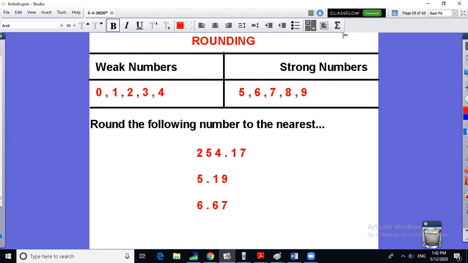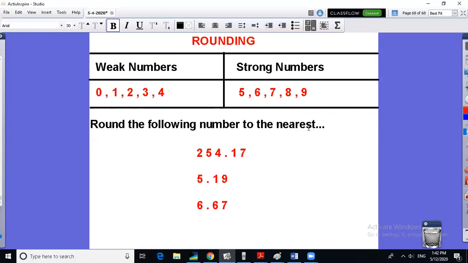Before we start learning about how to round, we need to remember that there are two types of numbers. As we agreed before, there are weak numbers and strong numbers. Let's get them a little bit to the left. The weak numbers, if you remember, are 0, 1, 2, 3, 4, and the strong numbers start from 5 until 9.